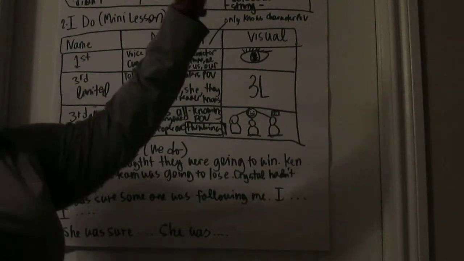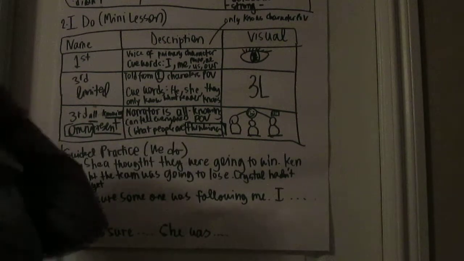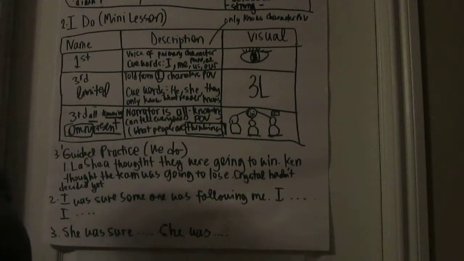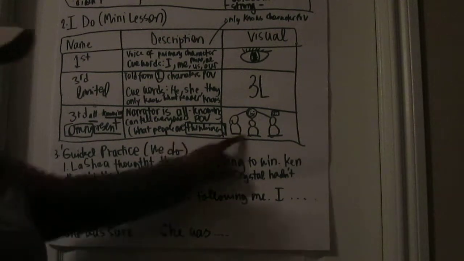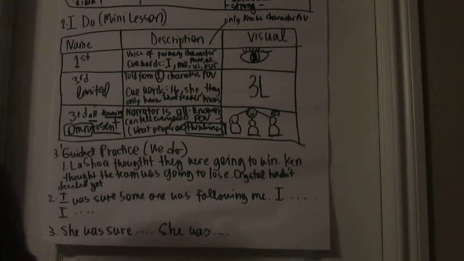3L, 3L. All right, and third person omnipresent, what is my cue word for third person omnipresent? Thinking. You have to know what others are thinking for it to be third person omnipresent.